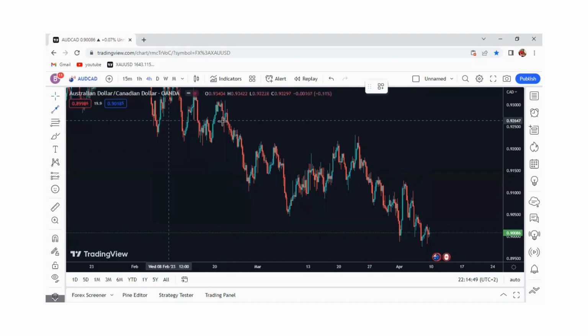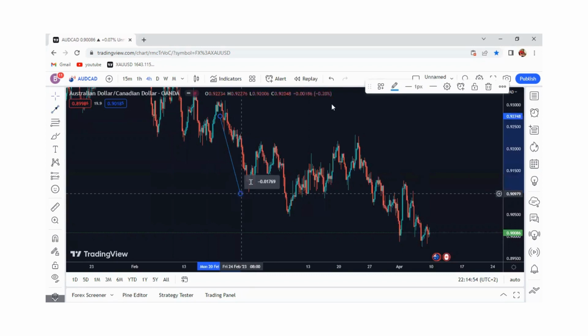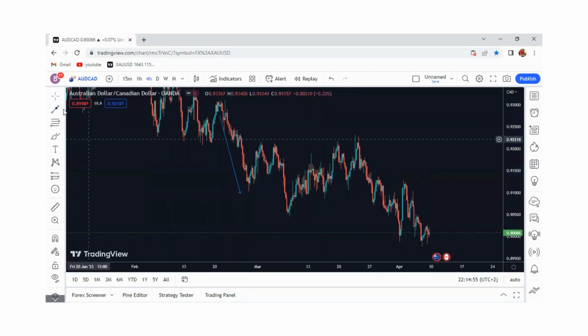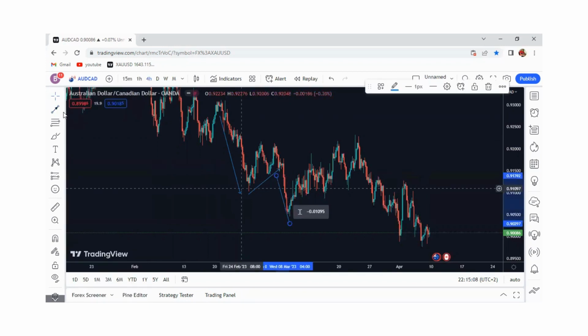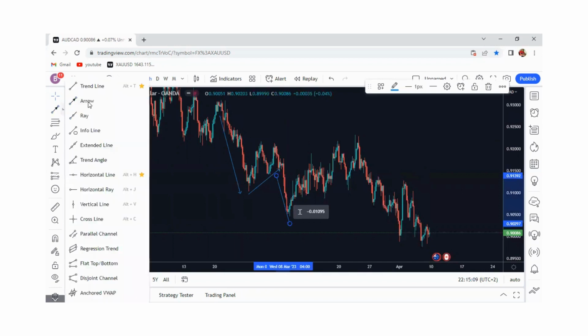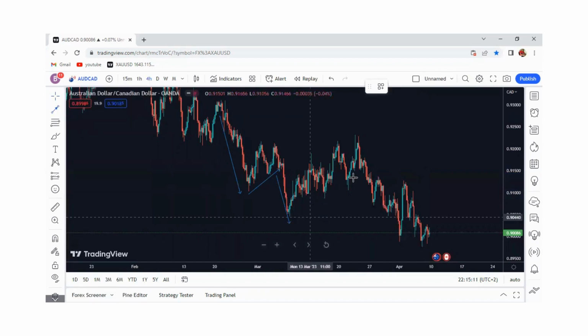trade is moving. So this is an impulse, and here is a correction, then impulse, then this is a bigger correction, then this is a bigger correction.